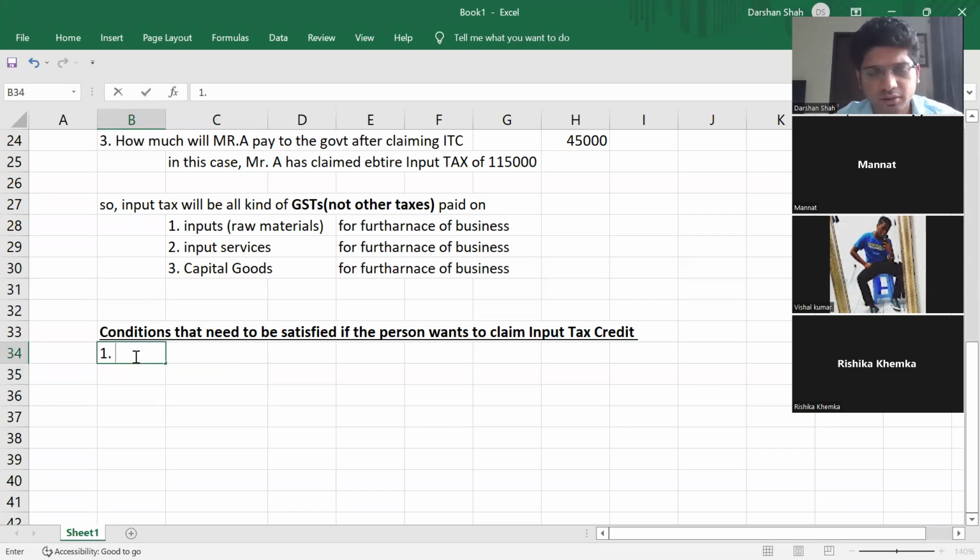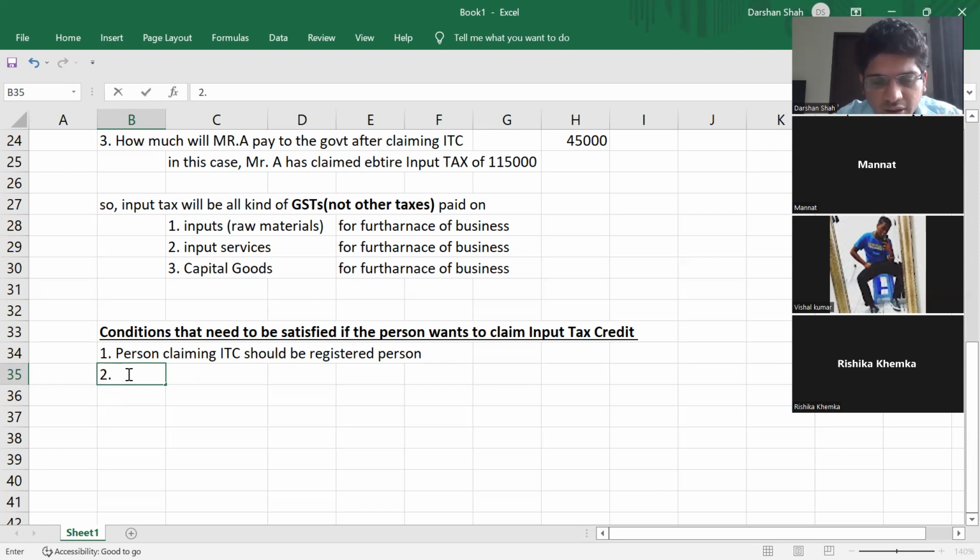First condition, obvious condition. The person claiming ITC should be a registered person. Then only you can claim ITC. If you are an unregistered person, then even if you have paid input GST, you cannot claim ITC. You have to be a registered person. So that is an obvious condition. Okay, but still I'll write it.